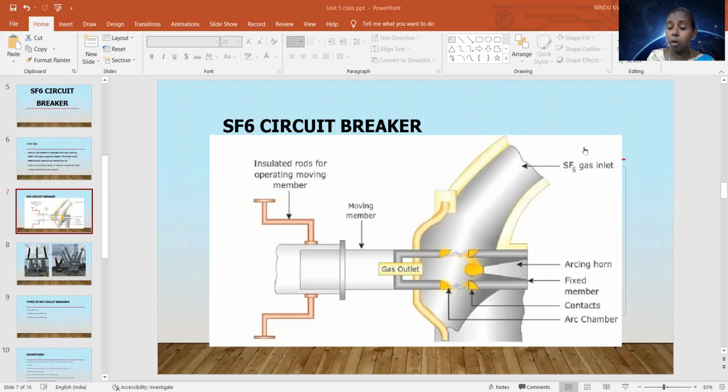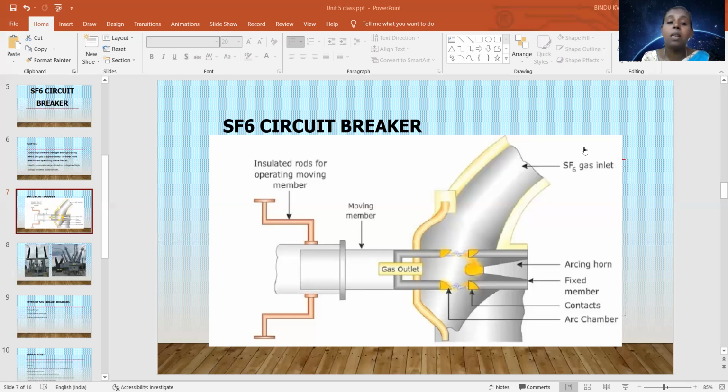When the high pressure SF6 gas is let in, it absorbs the free electrons from the arc path. It also forms immobile negative ions, which will be ineffective as charge carriers. Once the immobile negative ions are there, there will be no effect of the charge carriers.